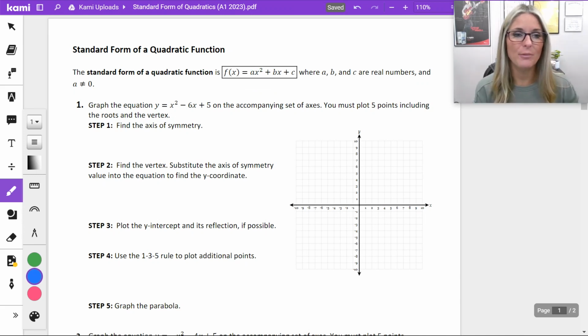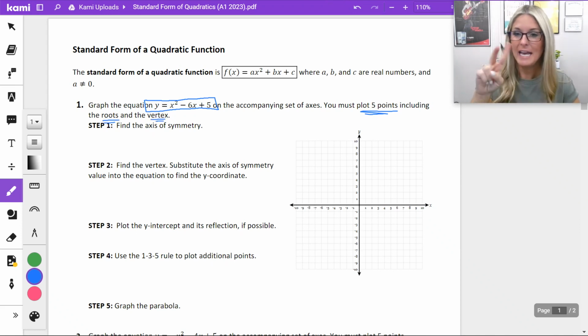For example 1, we're going to graph the equation y equals x squared minus 6x plus 5 on the set of axes below. Now on Delta Math, these are the literal directions from Delta Math. You have to plot 5 points and only 5 points. Delta Math will not let you plot a 6th point. Of those 5 points, they have to be the roots and the vertex, and then maybe 2 others. So remember our roots, that vocabulary is our x-intercept. So when we get there, I'll show you.